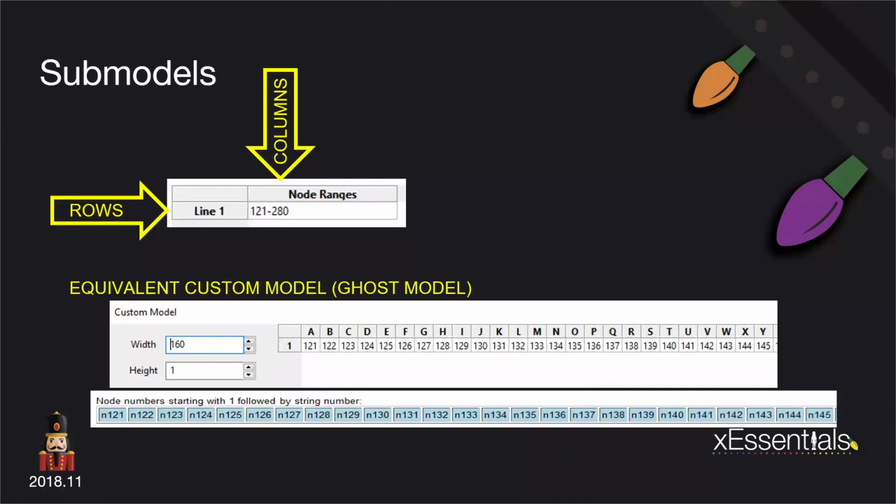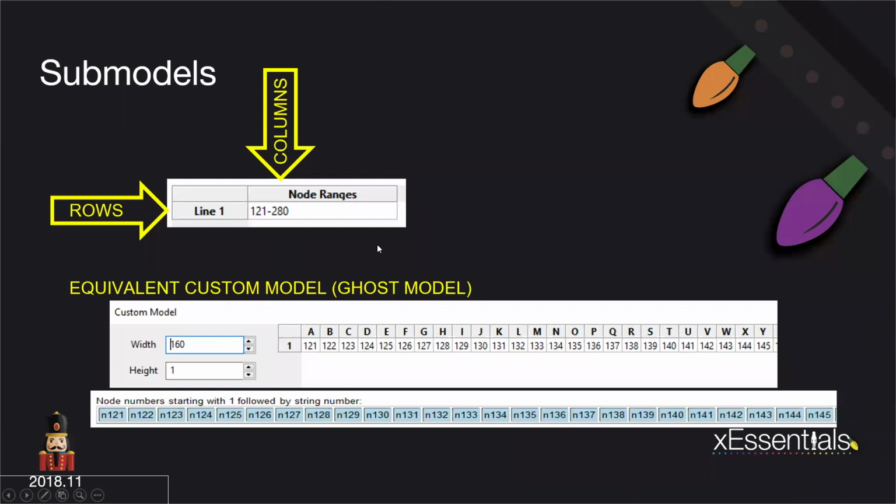But when I go and actually create an equivalent custom model or a ghost model, it's seeing this as line 1, that's the number of rows you have. Your line 1 is your bottom row. I only have one, so that's all it's taking. And all of the numbers that would go from 121 to 280 would be in individual columns. It's not 280 columns, it's 280 minus the 121, so it ends up being 160 because 121 is counted. Those all would go in a single line from one side to the other.